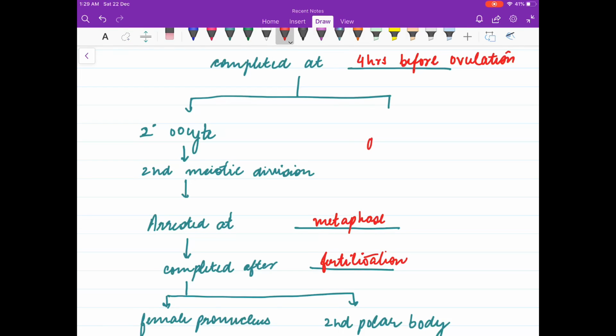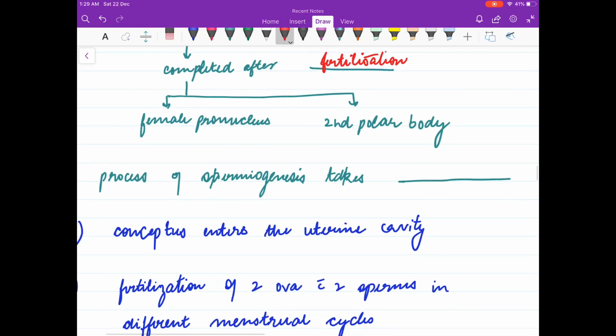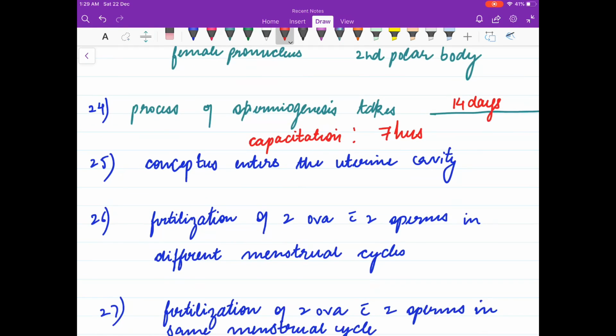Gene responsible for ovary development is WNT4. Process of spermiogenesis takes 14 days. In spermiogenesis there is maturity and motility of sperm. The process of capacitation takes place in the cervix, and it takes 7 hours.